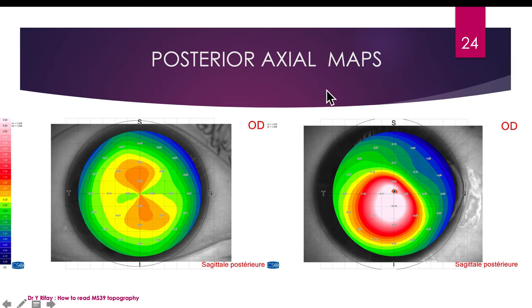Posterior axial map. With this device we can measure the keratometry readings of the posterior surface, which is very, very important because we can see the steepening of the posterior surface, like in this case in keratoconus. It is the same principle as the anterior surface, and the keratometries are negative. So here it is a normal case with symmetric bow tie, and here it is an abnormal case with asymmetry.